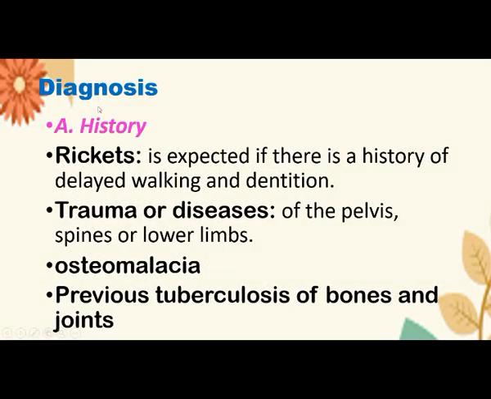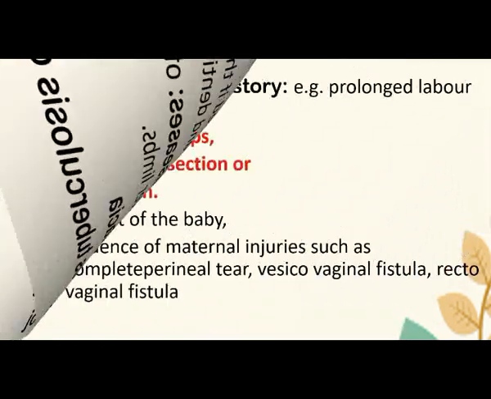Next is the diagnosis. The history. You have to take the history. Rickets is suspected if there is a history of delayed walking and dentition. Trauma or disease of the pelvis, spine or lower limbs. Then osteomalacia, previous tuberculosis of the bones and the joints. So we have to take this history.